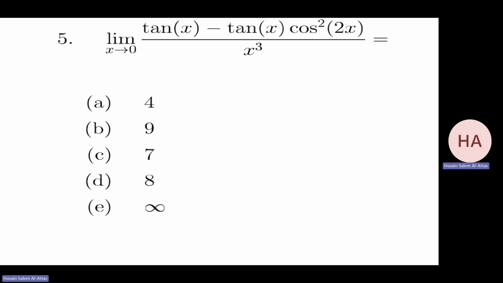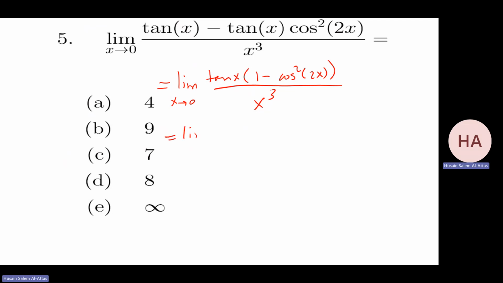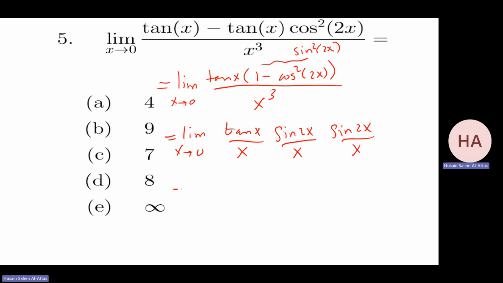Same thing, you need to distribute them. But you notice something first. If I take tan x as a common factor, we have 1 minus cosine squared 2x over x cubed. And that is what? 1 minus cosine squared is sine squared of the same angle, which is 2x. So I have tan x over x, which I know, sine 2x over x, which is 2, sine 2x over x. So I'm getting 1 times 2 times 2, so the answer is 4.